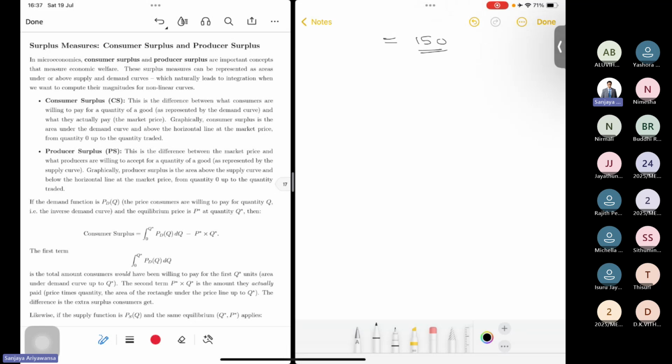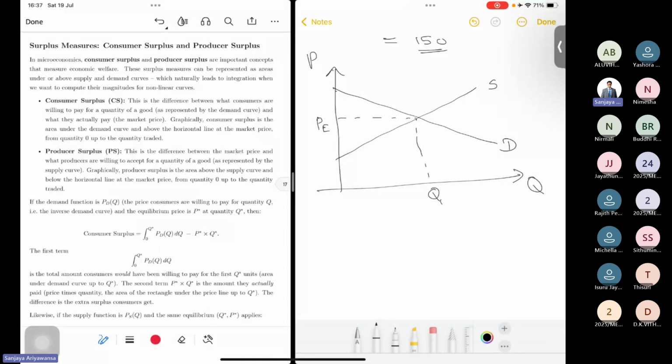So for example, you have your quantity, your price, your supply and your demand functions, and your market clearing price and quantity, the equilibrium. So what does consumer surplus tell us? Well, look at the demand function. The consumer is willing to pay any of these prices for the given quantities, but the market clearing price is PE. So therefore, the consumer surplus is given by this area.